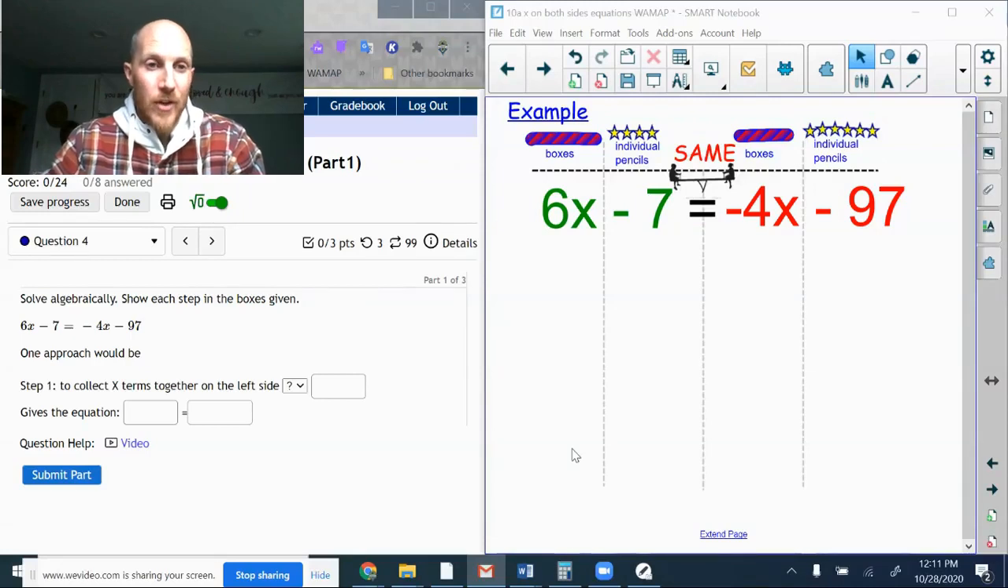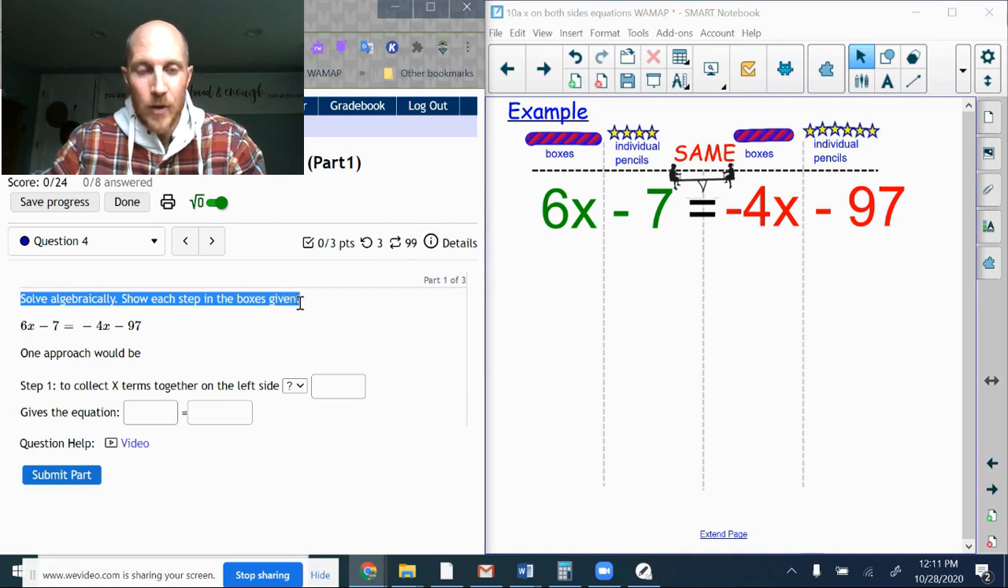Which we have x on both sides again. We got a slightly more difficult problem. We got some negative numbers and some subtraction thrown in here. So we're going to solve algebraically and show our steps in the boxes given. The trick here is, again, to show the work in the boxes as it is being asked.